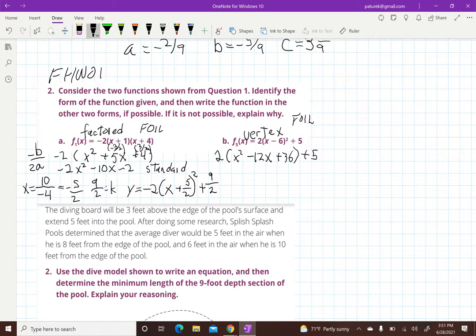Now multiply everything through by 2, and we have 2x squared minus 24x. We're going to add 36 times 2, which is 72, to 5. 72 plus 5 is 77. So there it is in standard form.